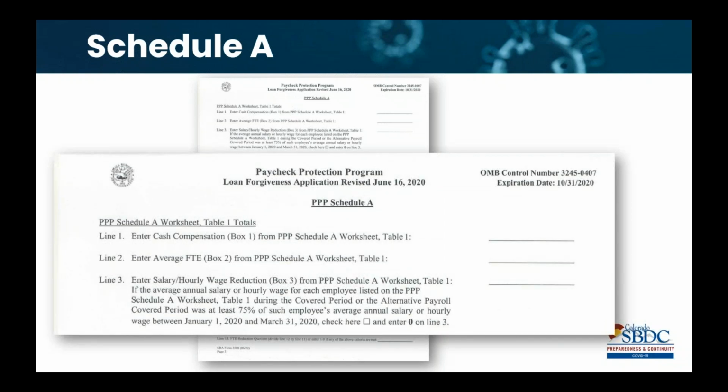Simply put, we will enter the totals we calculated in the table on this schedule on lines 1 and 2. On line 3, we will enter the total for any salary hourly wage reductions that we calculated. For some reason, line 3 also asks us to check a box and enter 0 if we did not reduce anyone's compensation by more than 25%. If this was true, then our totals in the table should be 0 in any case. But I guess they really want us to also check the box.